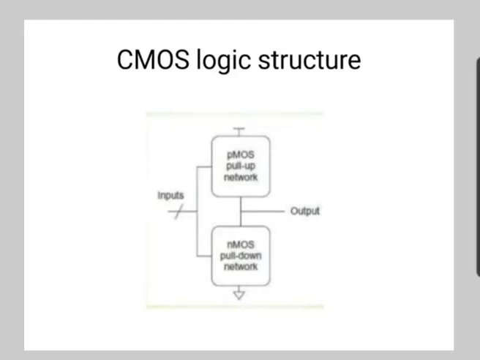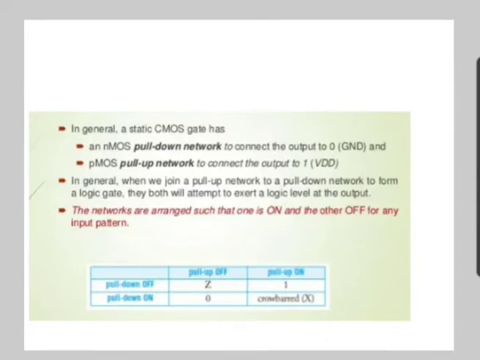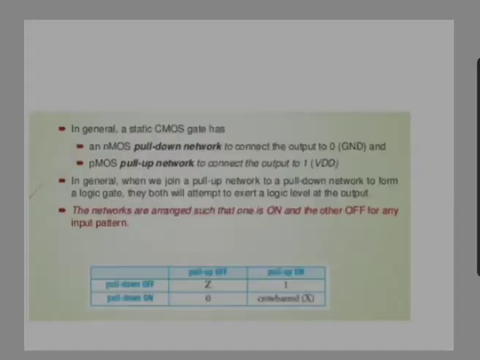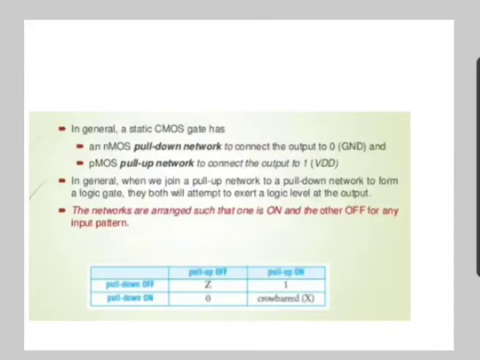So here the diagram is shown: the PMOS pull-up network, the NMOS pull-down network, and the inputs and outputs are given. In general, a static CMOS gate has an NMOS pull-down network to connect the output to 0, that is ground, and a PMOS pull-up network to connect the output to 1. Output to 1 means VDD.